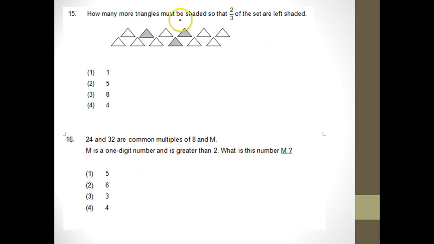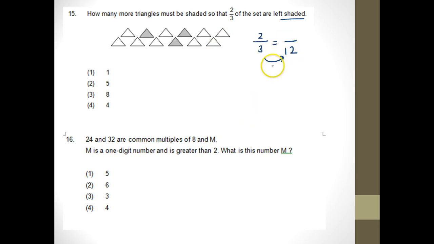Question 15. How many more triangles must be shaded so that 2/3 of the set are shaded? So I know 2/3 needs to be shaded. I count how many triangles I have: 1, 2, 3, 4, 5, 6, 7, 8, 9, 10, 11, 12.